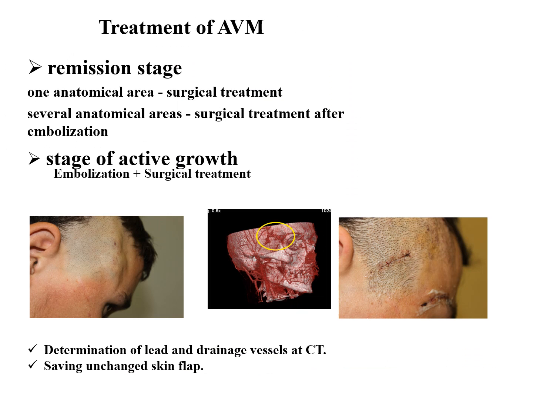How do we treat the arteriovenous malformation? In the remission stage, if we have one anatomical area, we provide surgical treatment, removing the malformation, and if we have several anatomical areas, we combine surgical treatment after embolization in the stage of the CTA or angiography. In the stage of active growth, we use embolization plus surgical treatment. In this treatment, we always need to determine the leading and draining vessels at CT and try to save and change the skin flap.